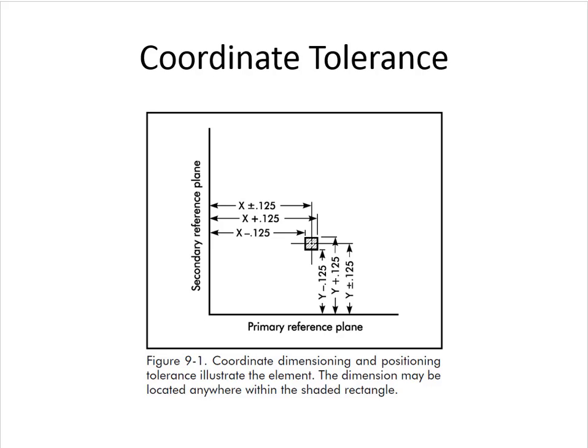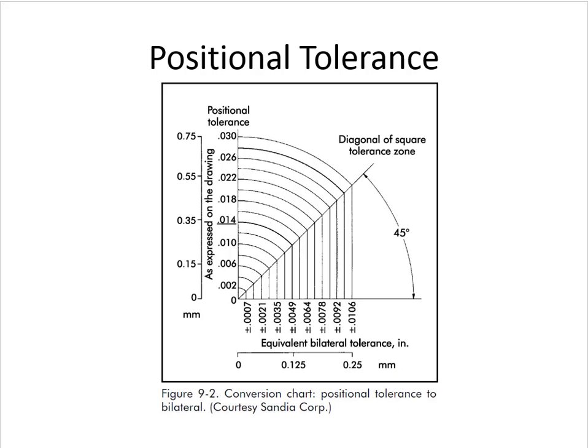Now, when we talked about geometric tolerances, we talked about something different. It was called a positional tolerance. And in most cases with geometric dimensioning and tolerancing, the positional tolerance zone was round. And this is a chart that talks about what the difference is, or how to convert from an equally bilateral tolerance zone, which is the coordinate tolerance zone, to a positional tolerance zone.